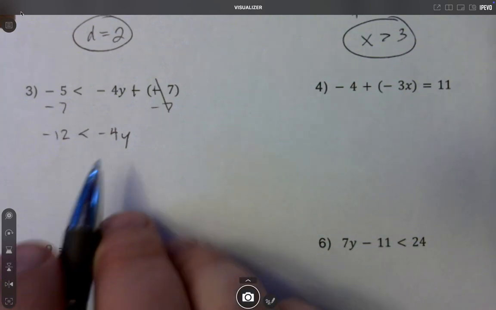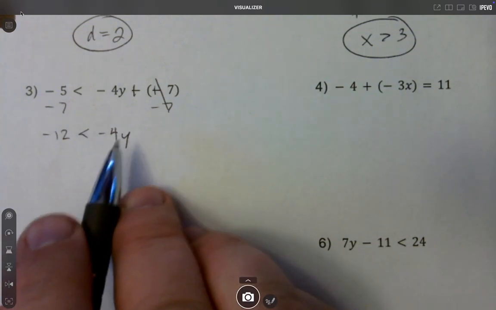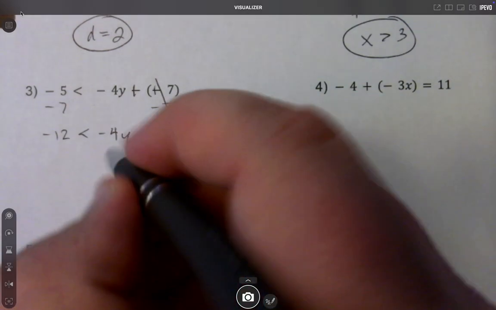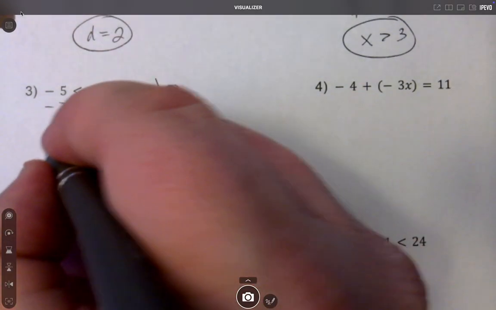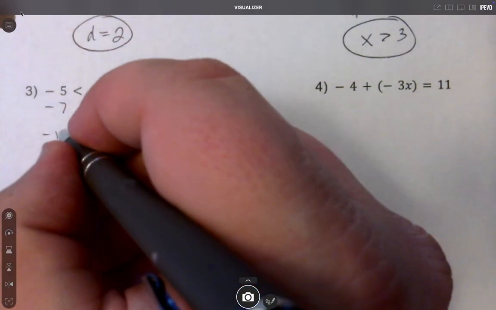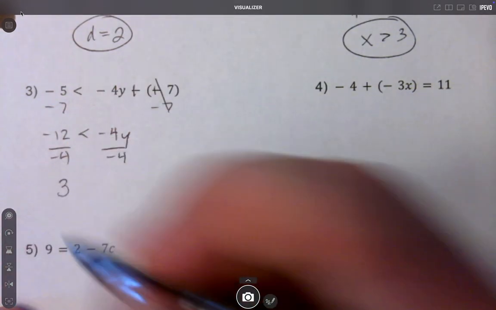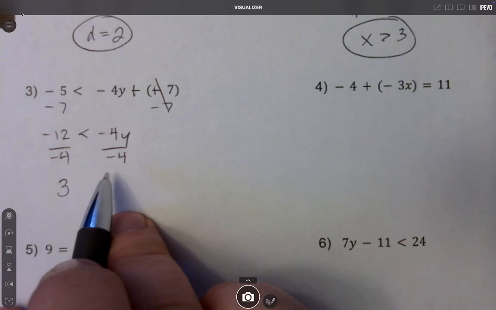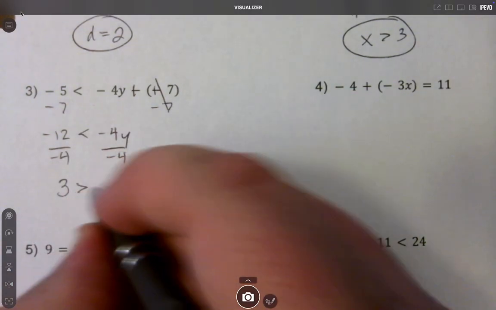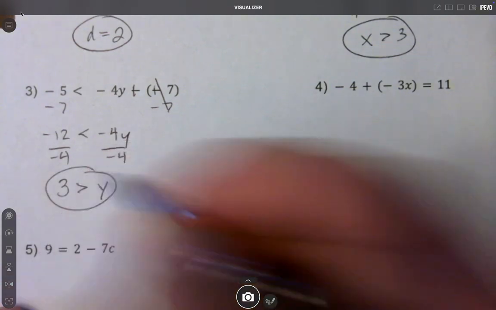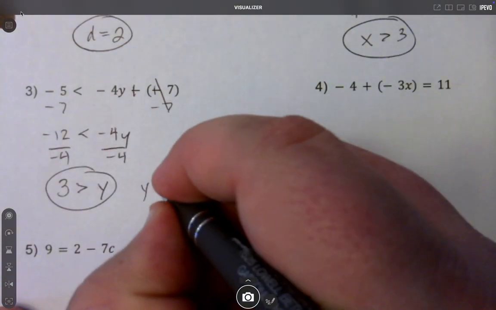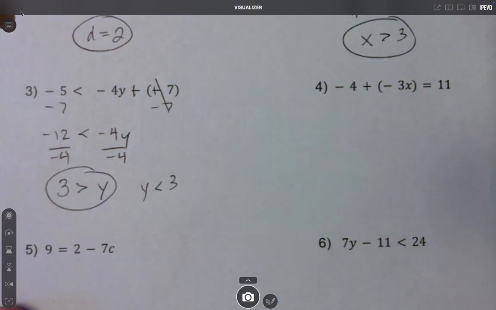Now step 5, we've got to get rid of this negative 4 that's attached to the y to get the y by itself. So I'll divide both sides by negative 4. Negative 12 divided by negative 4 is positive 3. And because I divided by a negative number, I also have to flip the inequality sign. So I get 3 is greater than y. Or if you want, you could say y is less than 3. You can say it either way.